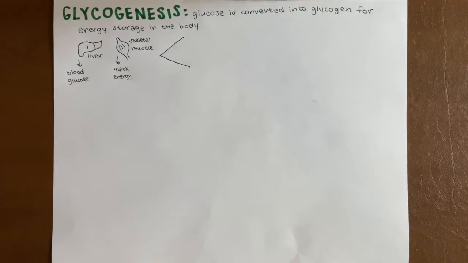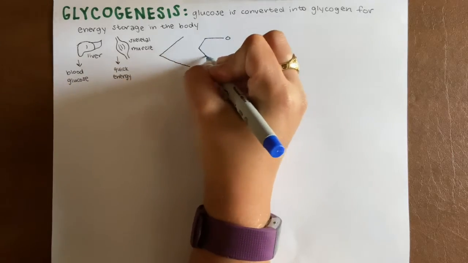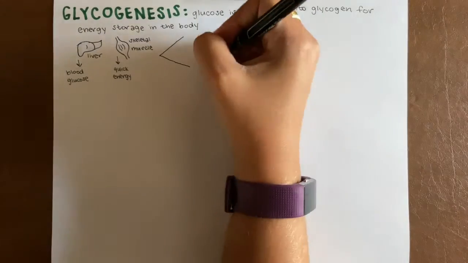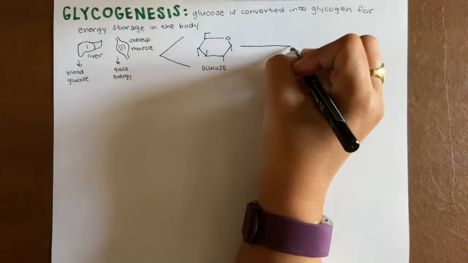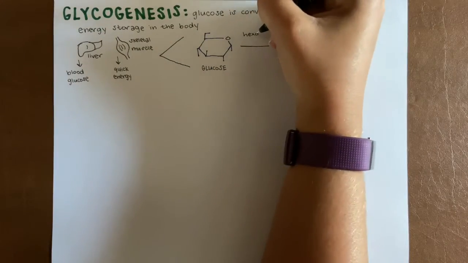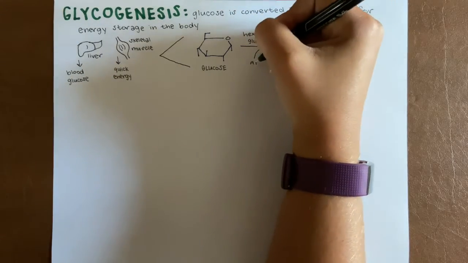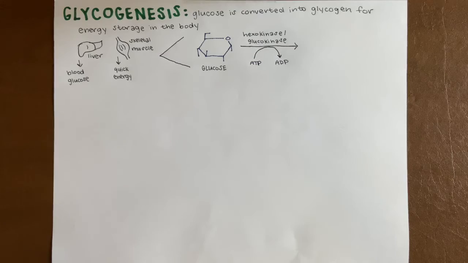Once glucose enters a cell, it must complete a few reactions in order to become glycogen, starting with the phosphorylation of glucose, creating glucose 6-phosphate. This reaction is catalyzed by either hexokinase or glucokinase using ATP, depending on where in the body the phosphorylation takes place.